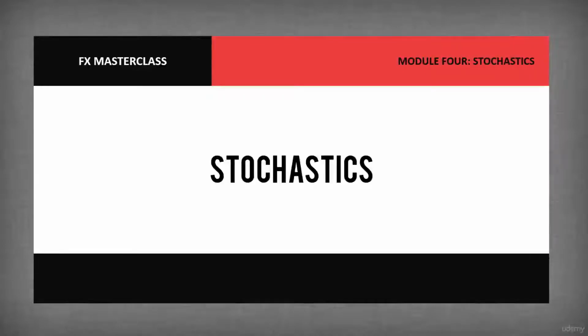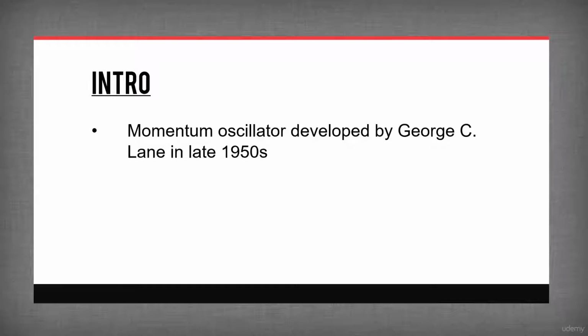In this video, we'll look at the stochastic indicator. The stochastic is a simple momentum oscillator developed by George C. Lane in the late 1950s.